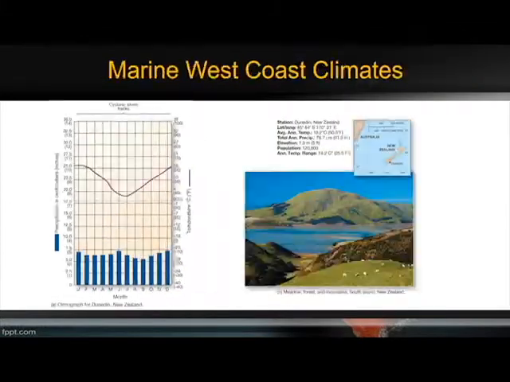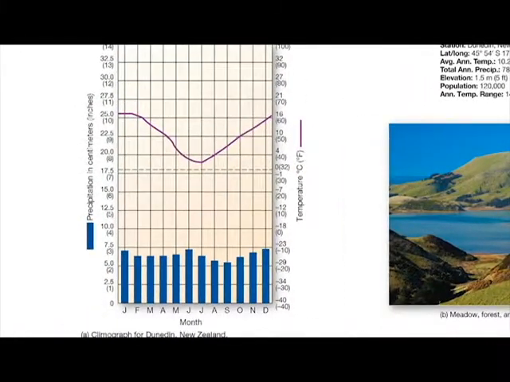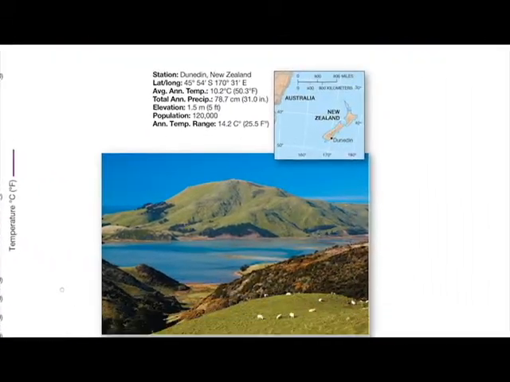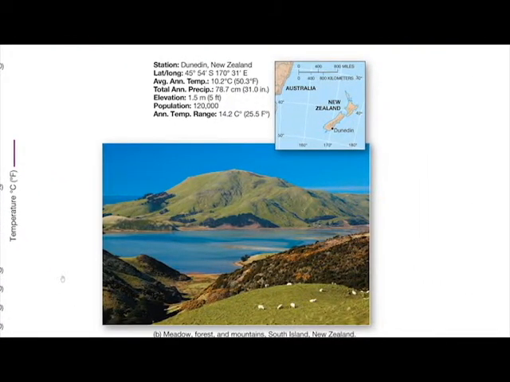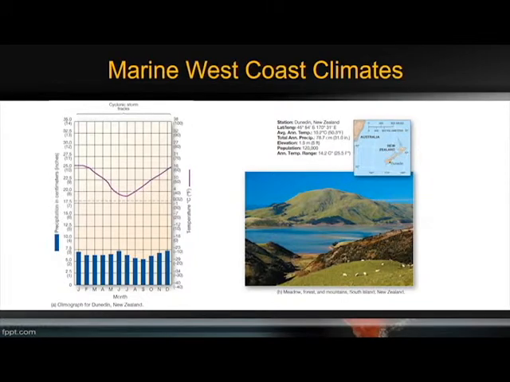So the second one will be marine west coast. What characteristics do you have in the marine west coast? Well-distributed precipitation, and because it is in the southern hemisphere you have the coldest month in July, not in January. So this beautiful vegetation, as you see, there are not many trees, and temperature about 50 degrees, and annual precipitation 31 inches. You see much less precipitation than the previous one.